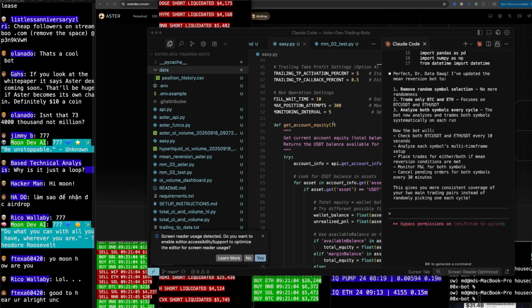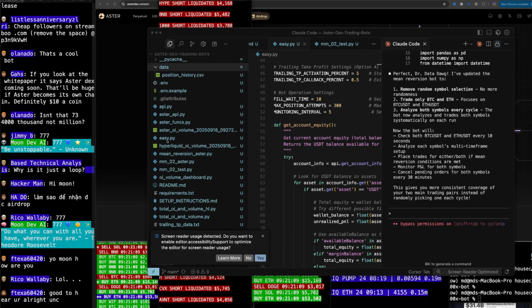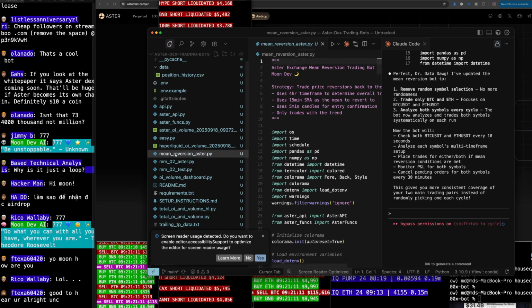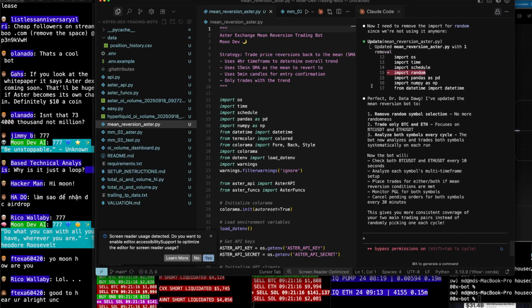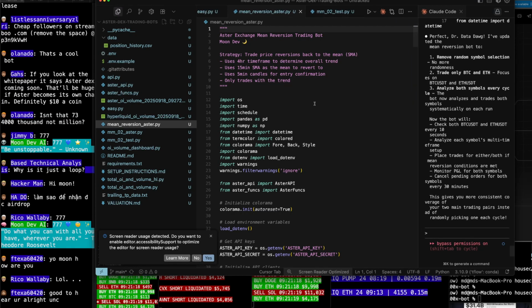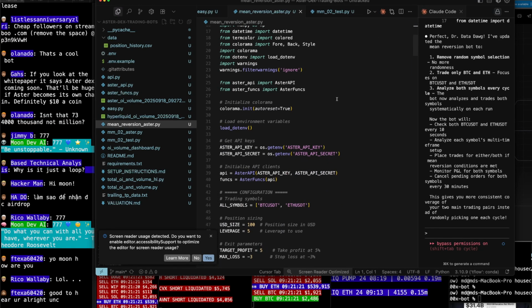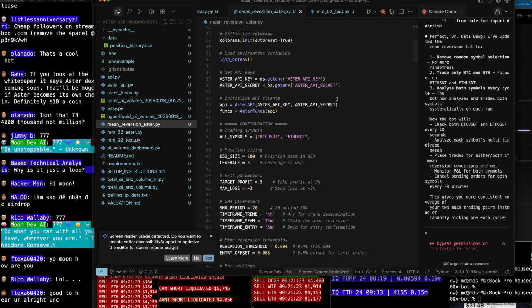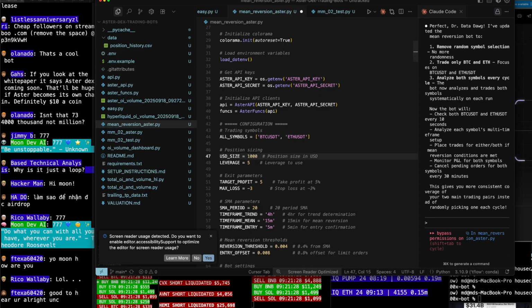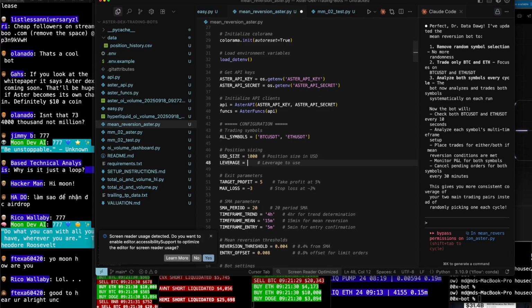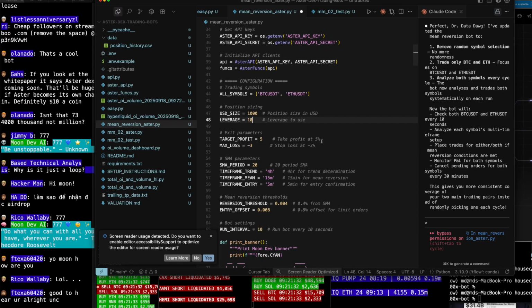Let's go look through it. Make sure it looks good. So this should be called mean reversion here. Mean reversion Aster. Okay. Bring in the Aster API key, API secret. Okay. Symbols BTC and ETH. Size is $100. I might increase that to be 1,000. Leverage a little bit more. Very risky, but it is a specific use case.